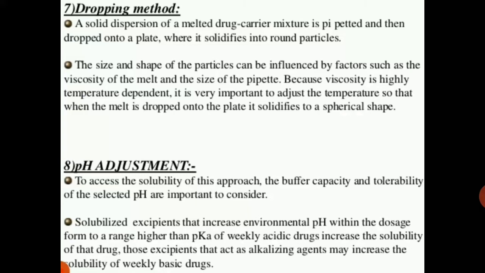Next one is the pH adjustment. The essence of the solubility of this approach, the buffer capacity and tolerability of the selected pH are important to consider. pH is helpful in enhancing the solubility because many drugs behave as either weak acid or weak base. For example, the solubility of phenobarbital varies at different pH values.